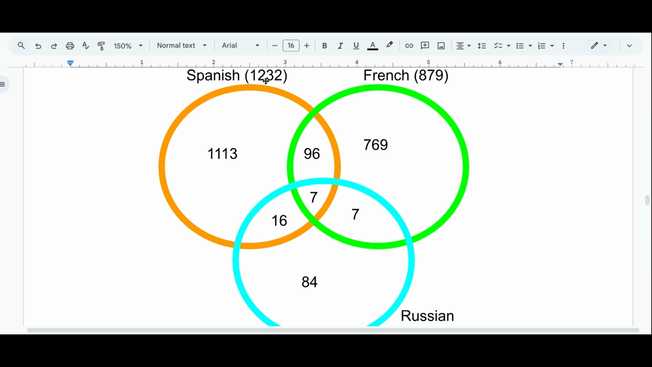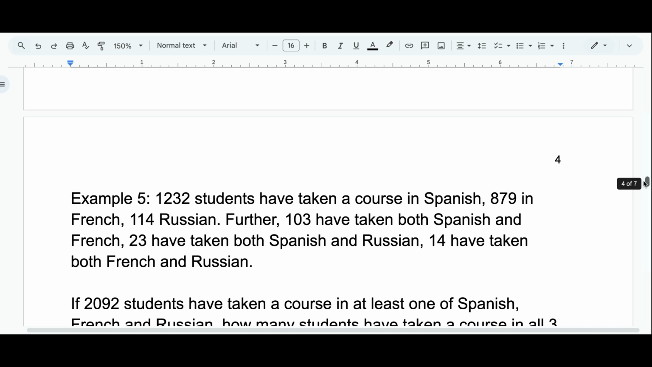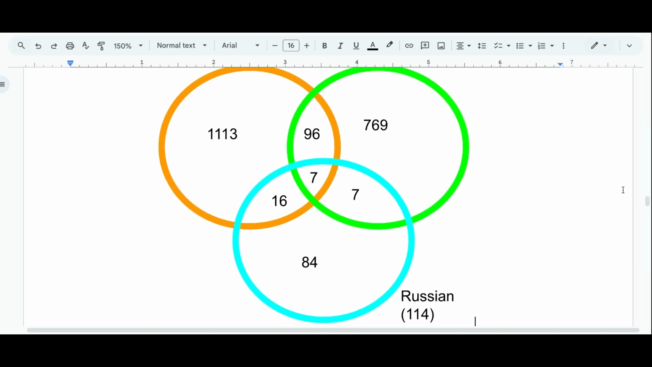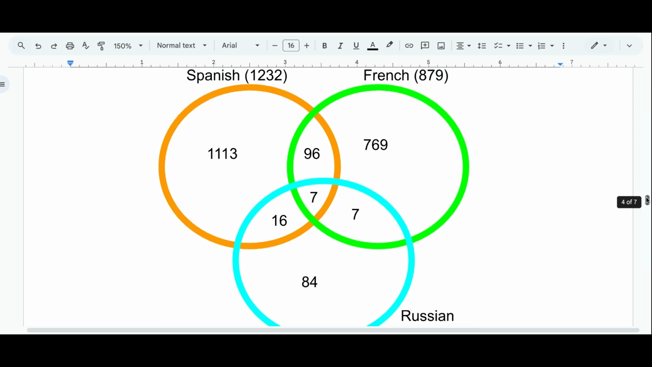So Spanish was 1,232. We had 7 people in all three. We had a total of 23 in the overlap of Spanish and Russian, so 16 left here. We had 103 in French and Spanish, 103 minus 7, 96. We had 14 in French and Russian, and so that was 7 and 7. And then these outermost values represent taking exactly one of the courses. So 1,113 took just Spanish, 769 just French, 84 just Russian.